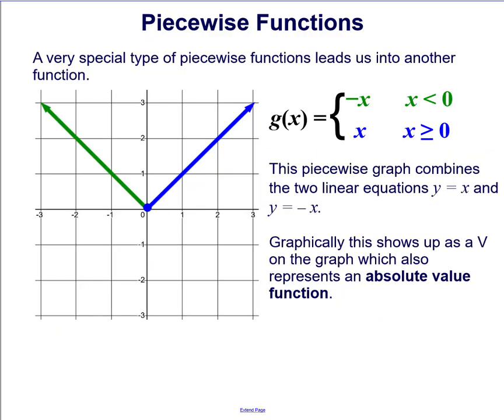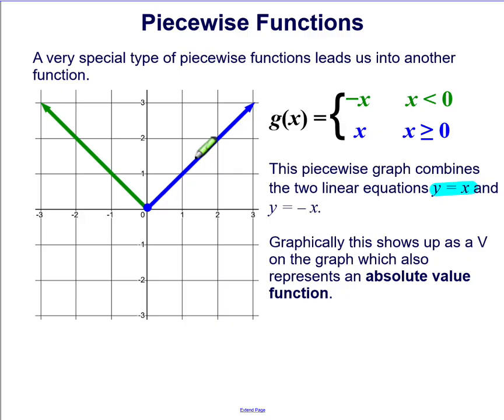A very special type of piecewise function leads us into another function. So let's consider g of x is equal to negative x for all values x less than 0, or x when x is greater than or equal to 0. This piecewise graph combines the two linear equations, y is equal to x and y is equal to negative x. So here is y is equal to x. I'll highlight this in blue since this is already in blue.